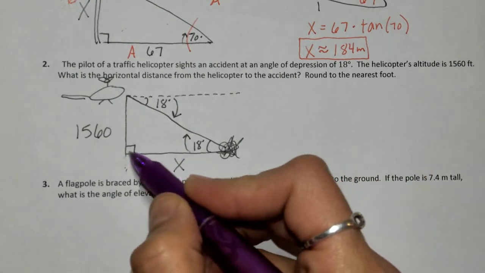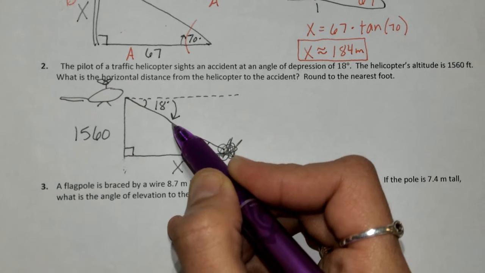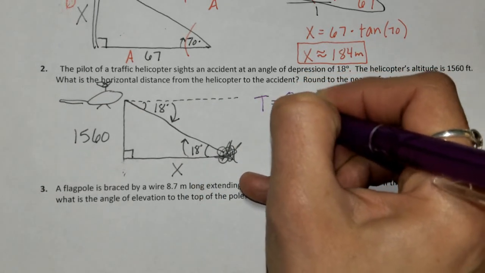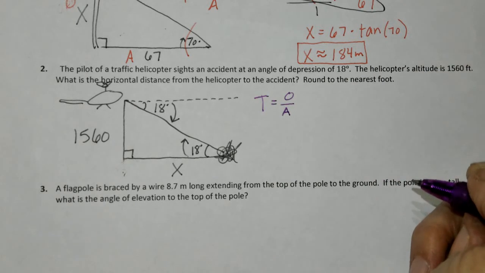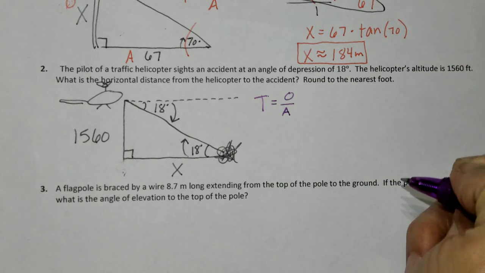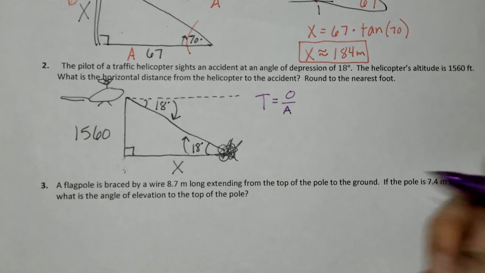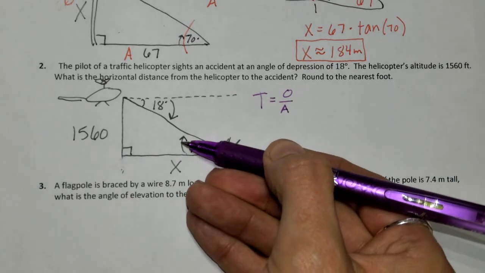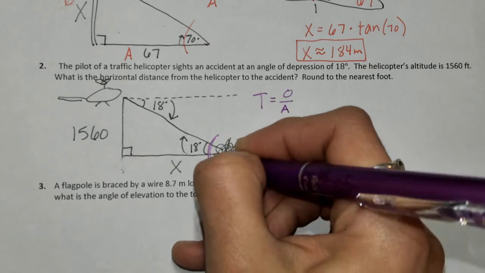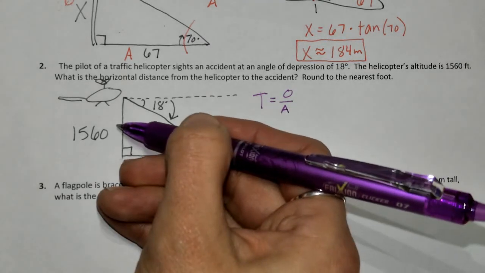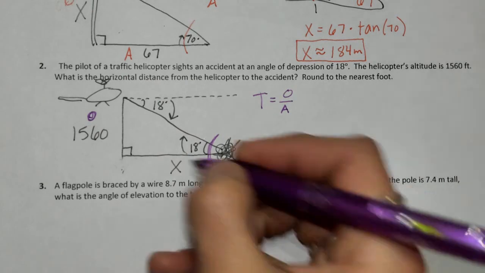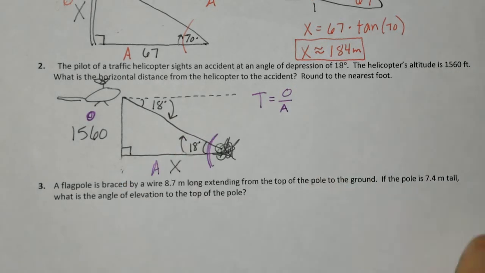I am noticing here that I am not using my hypotenuse, which means I'm automatically using tangent. A lot of times with angle of elevation and depression it's tangent, but not always. We'll see that here in a minute. So let's label our sides. From the reference angle, right here, the accident is 18 degrees. Across to the opposite side is our O for opposite, leaving that X is our adjacent.